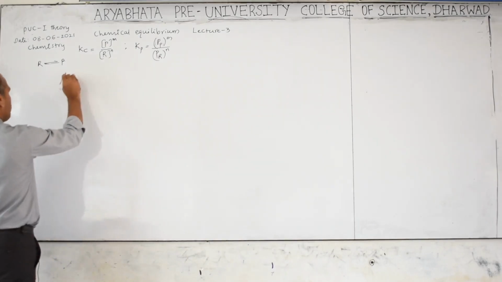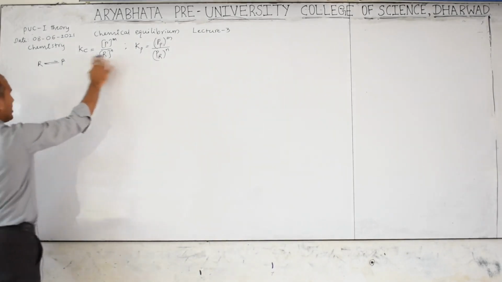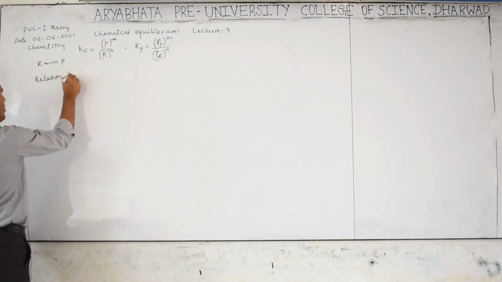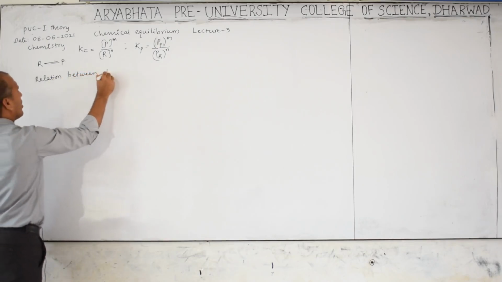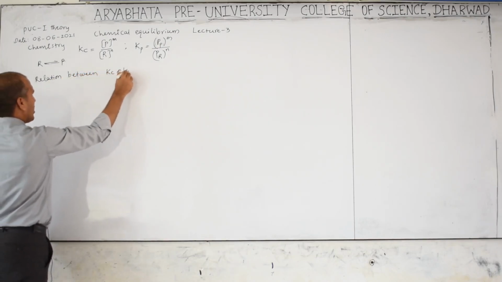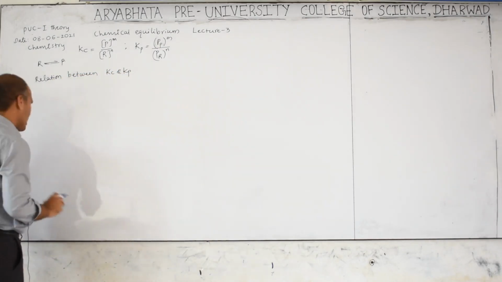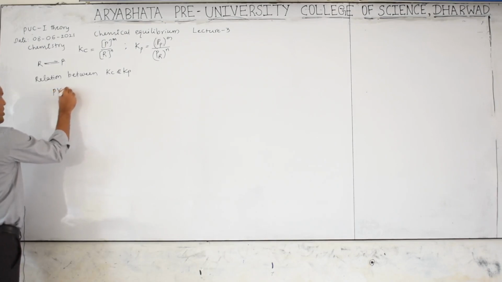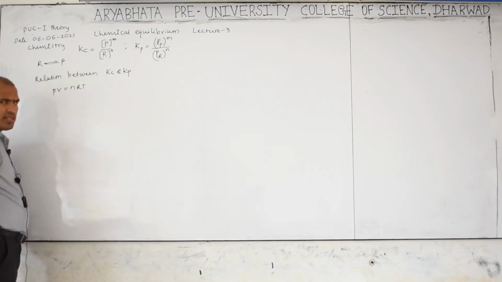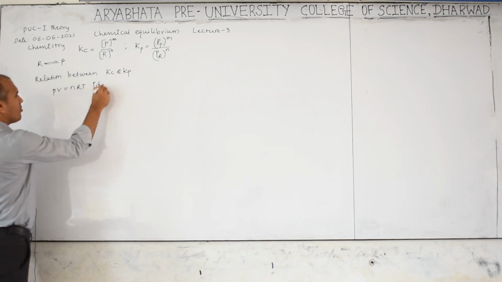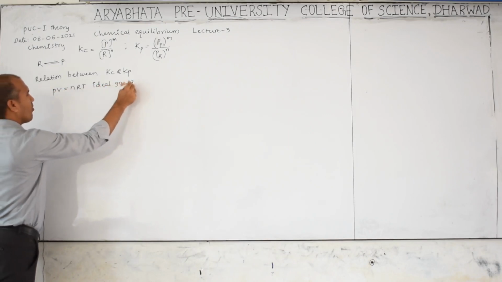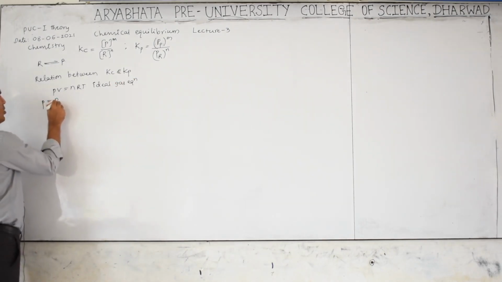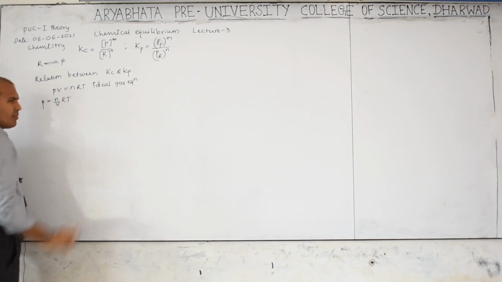Then we know the relation between this Kc and Kp. First listen carefully. PV is equal to nRT. This is from the ideal gas equation. Now, P is equal to n by V times RT.